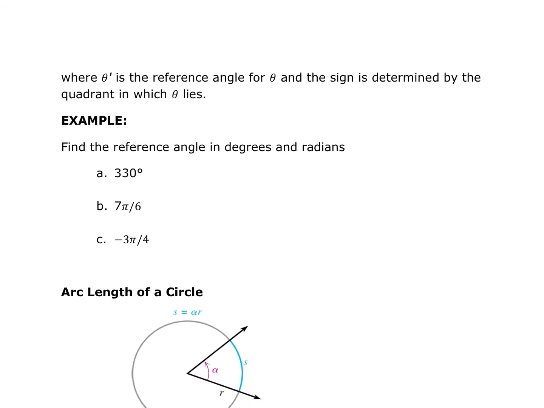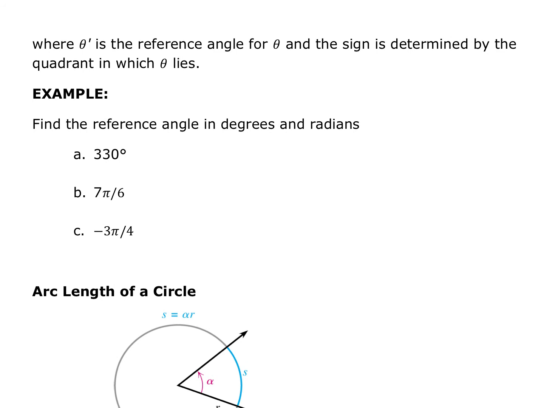So if I'm asked to find the reference angle in degrees and radians, we'll do this one in degrees and we'll do this one in radians. First thing is I've got to figure out where 330 degrees is. Well, it's somewhere down here. It's bigger than 270, but less than 360. My reference angle is this distance I need to travel. So I'm going to take 360 minus 330, and that's going to give me 30 degrees, and that is my reference angle, because that's how much further I need to rotate to get to the x-axis.